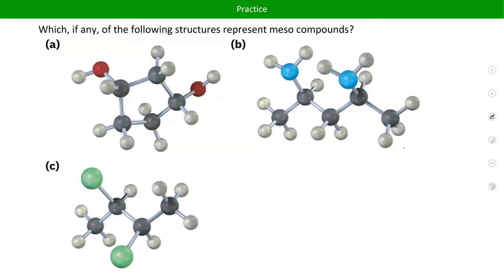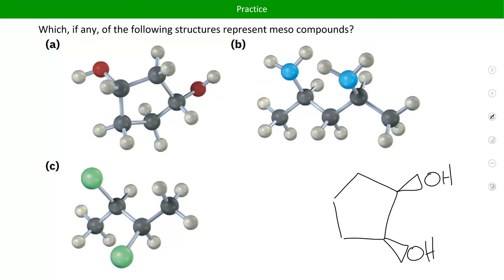Because this is the cyclopentane with two OH groups sticking upward. If we draw it as a flat pentagon, that makes it a lot easier to see. That definitely has a line of symmetry in the middle, right? And this one we can see pretty easily too. So it's a pentane ring with two nitrogens sticking up towards us. So this one as well has an internal mirror plane, right? So these both are meso.